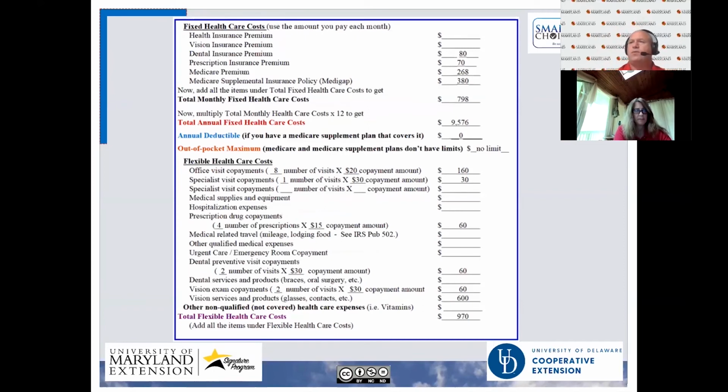So you can see as you walk through this, and again, if you have the narrative in front of you, you can find it. But you had the dental insurance premium, which cost $80. You had the prescription insurance premium, which costs $70. You have your Medicare premium, which is $268. And you have that Medicare supplemental insurance policy of $380. Those again are monthly fixed costs, and so that means you had the same payment every month, and so your total monthly fixed cost is $798.